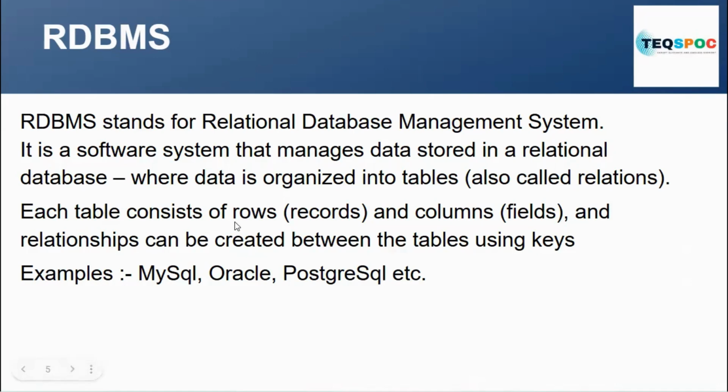Okay, in every table you will have rows and columns. Rows mean the records and columns mean fields. Like you have a table where city name and email address are the fields. Okay, and a relationship can be created between two tables using keys. There are two tables, you want to interrelate them, so that relationship is basically done with the help of RDBMS.